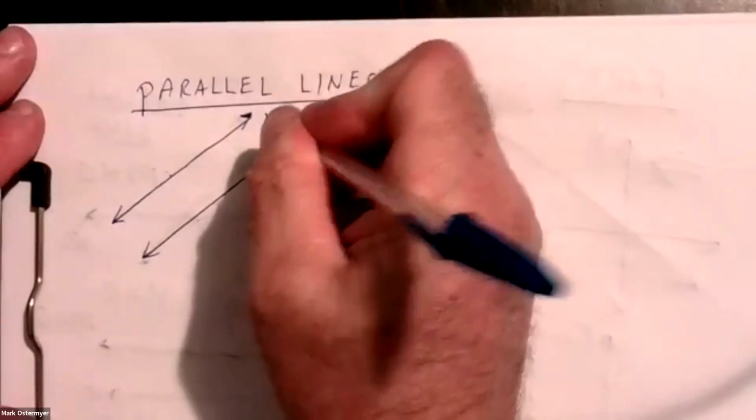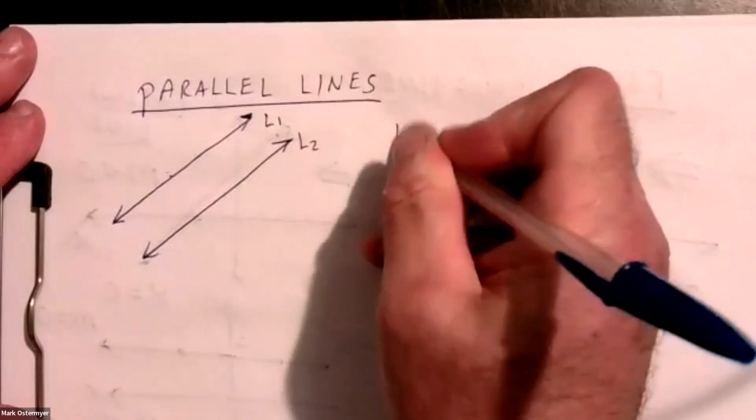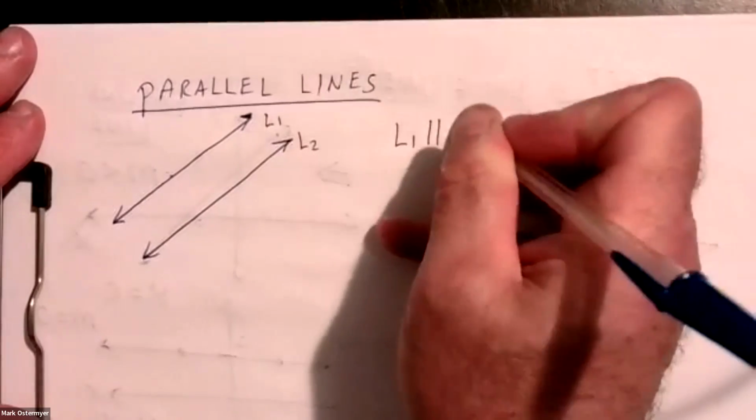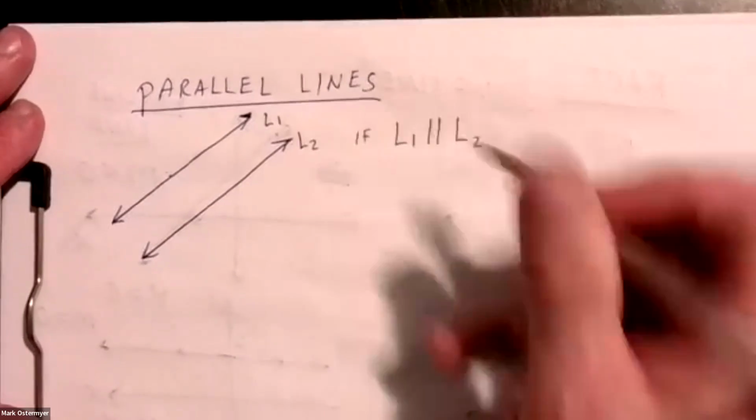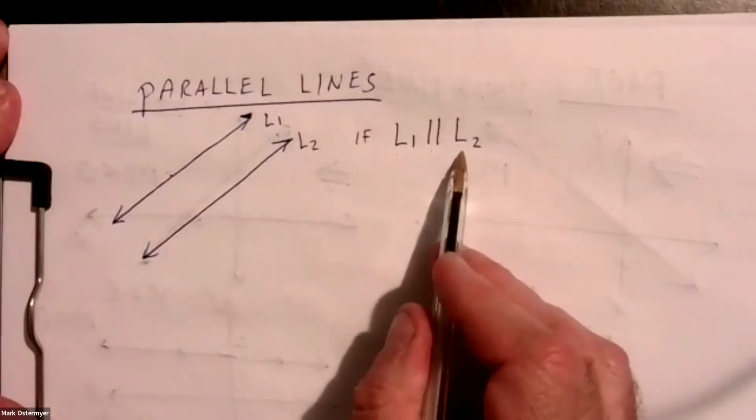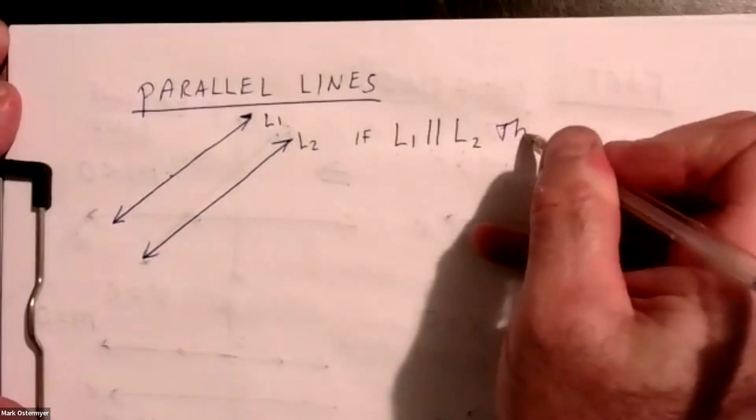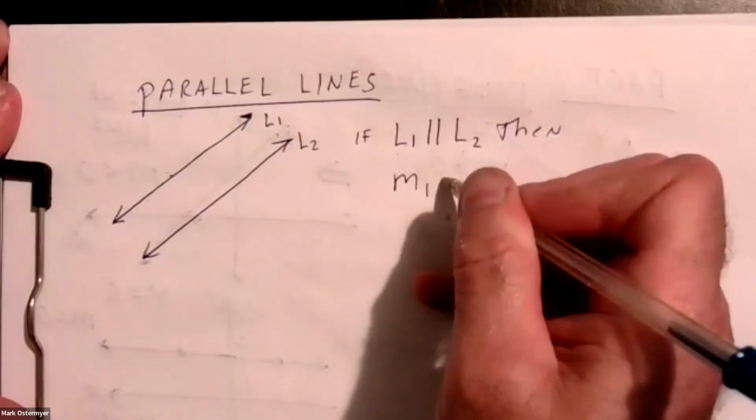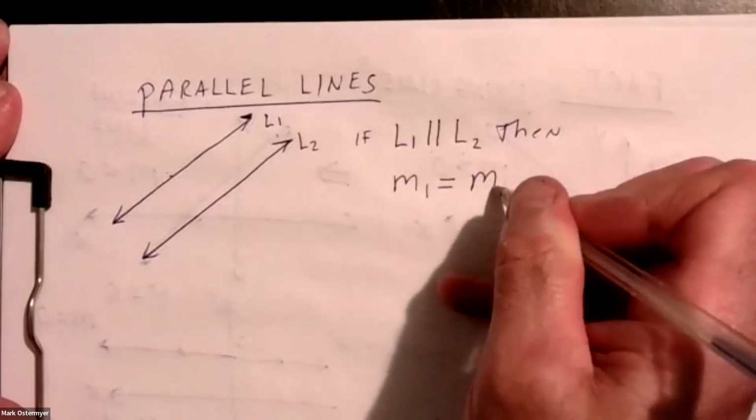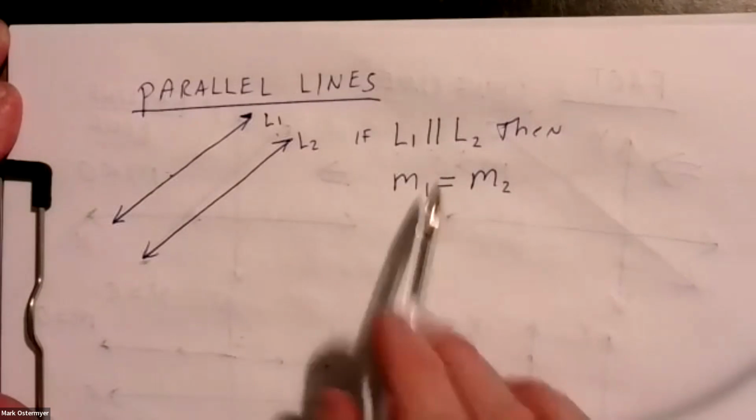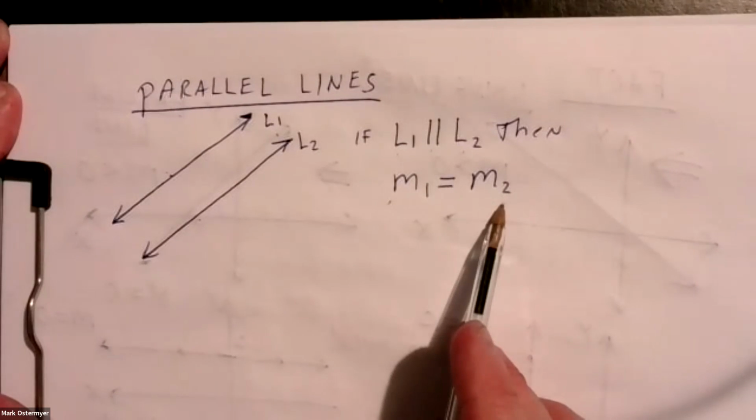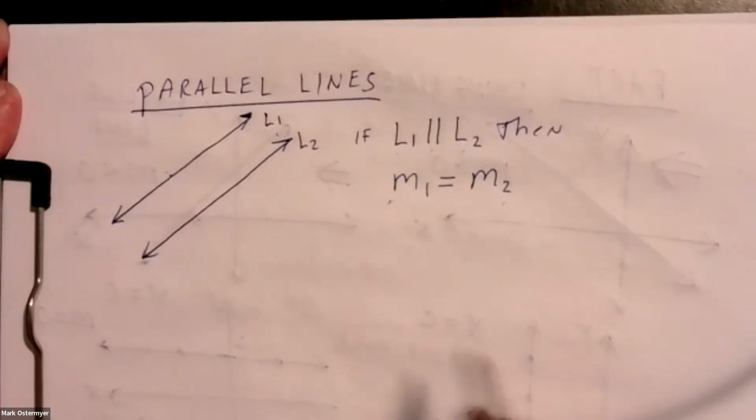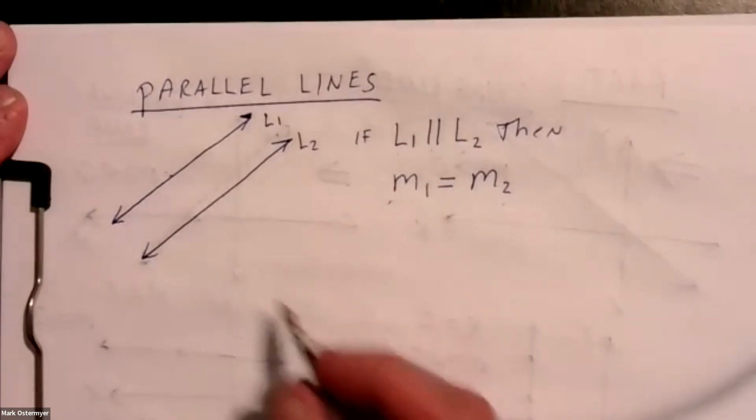So therefore, if I call this line 1 and line 2, and if I say that line 1 is parallel to line 2, notice the symbolism. Line 1 is parallel to line 2, then it must be true that the slope of line 1, which I'll call m sub 1, had better be equal to the slope of line 2, which I'll call m sub 2. Parallel lines have equal slopes. That's what this is saying. Okay? You are correct. They have to have the same slope.